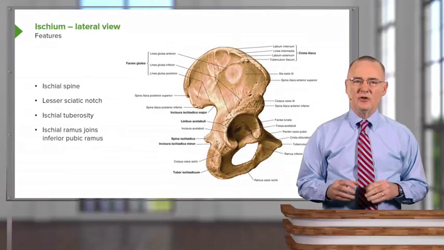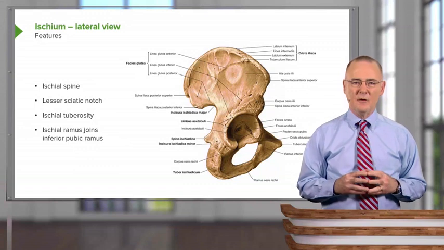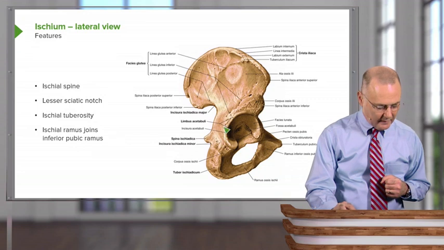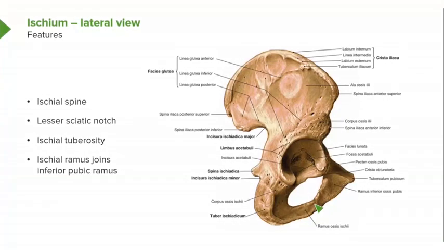Now let's turn our attention to the ischium, and our focus here will be a lateral view. The ischium is in this general area, and it extends out anteriorly and inferiorly to about this particular point. Features of the ischium that you should be familiar with would include this bony eminence. This is at the inferior aspect of the greater sciatic notch, and this bony eminence constitutes the ischial spine.